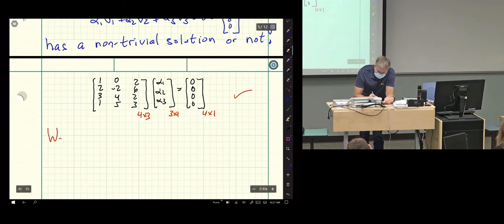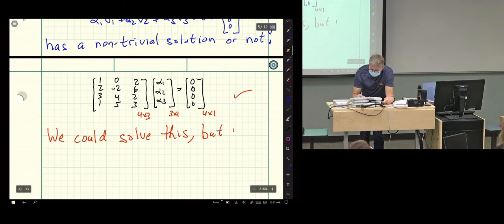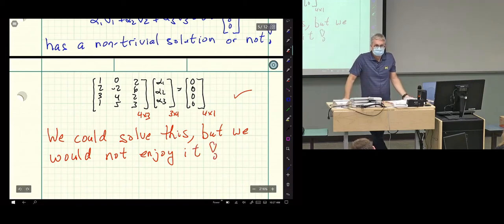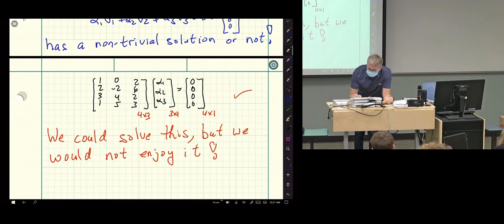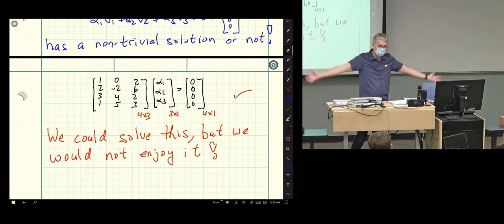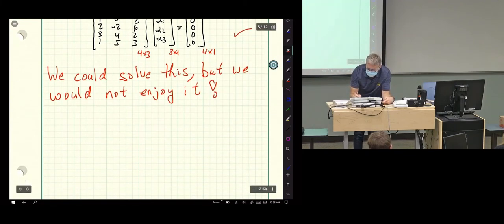Okay, so we could solve this, but we would not enjoy it. Everybody agree with that? If we have a plurality of people who want to go through the solution and grind it out, we could do it, but I don't think anybody really wants to. There has to be a better way. This would never scale to 27 vectors and checking if it's linearly independent. It would just drive you crazy, okay? There has to be a better way.